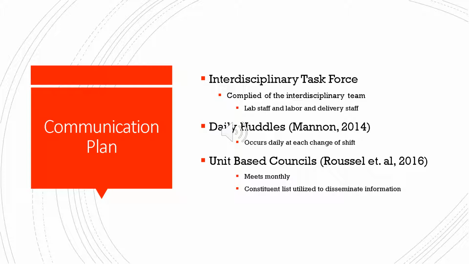Finally, is through the use of unit-based councils. Unit-based councils meet monthly. In addition to the monthly meetings, there's also constituent lists that are utilized to disseminate information. And so that's like a communication tree where unit-based council representatives then reach out to their fellow colleagues to share any updates, unit updates, or issues that are going on.